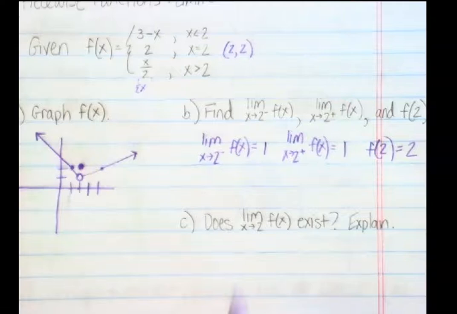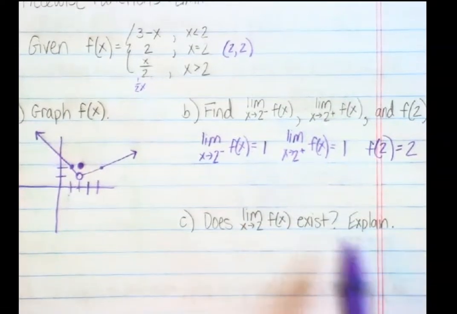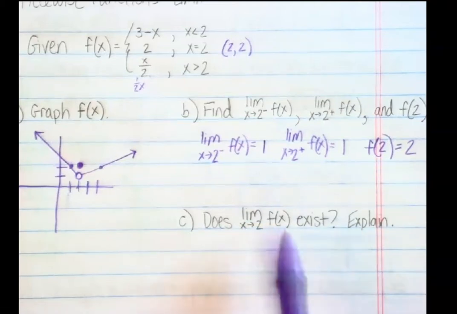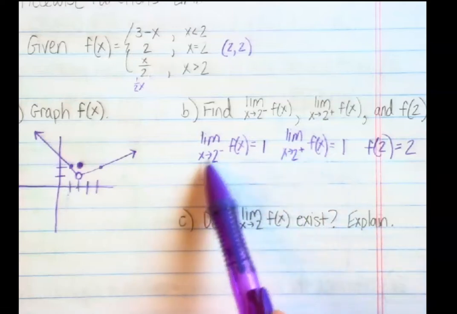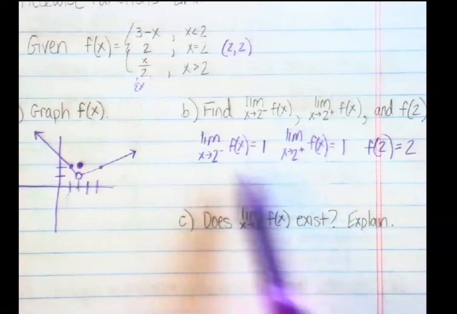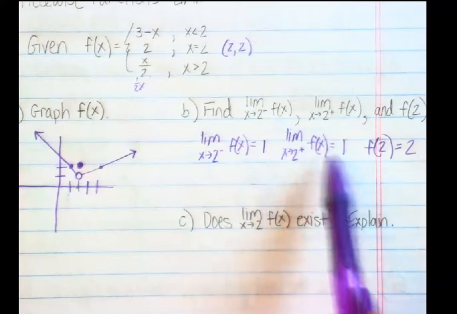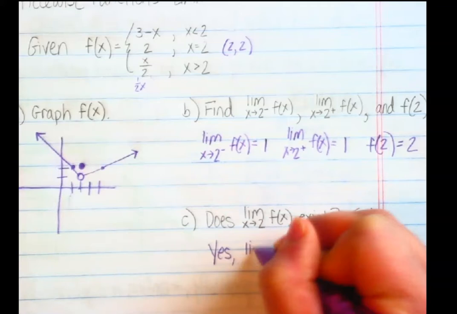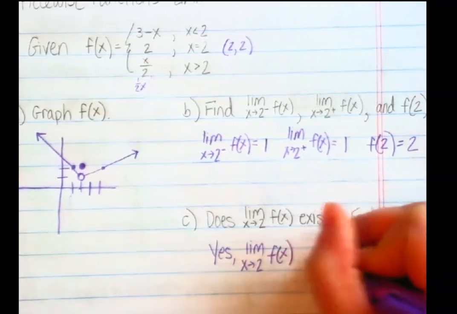Part C says, does the limit as x approaches 2 of f of x exist? And explain your answer. Remember, in order for an overall limit to exist, in other words, a two-sided limit, both one-sided limits have to equal the same thing. And here I can see that as x approaches 2 from the left and as x approaches 2 from the right, both of those limits equal 1. So because of that, I can say yes. The limit as x approaches 2 overall of f of x exists.